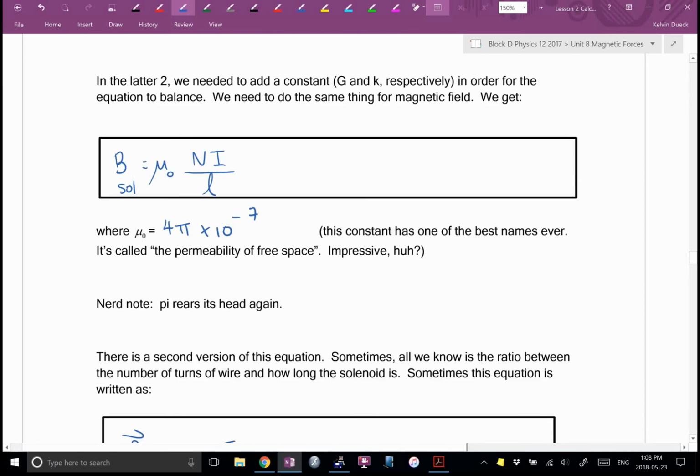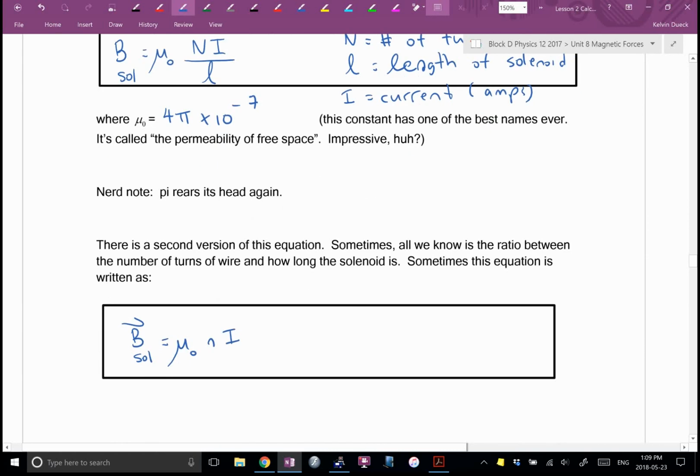In the box up here, you can make a little note. N equals the number of turns of wire. How many times the wire has been looped around the solenoid. What does I stand for? I equals current in amps. And L is the length of the solenoid.